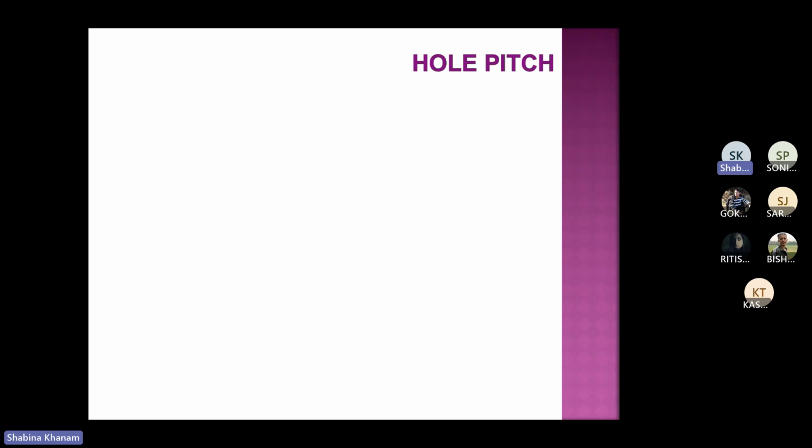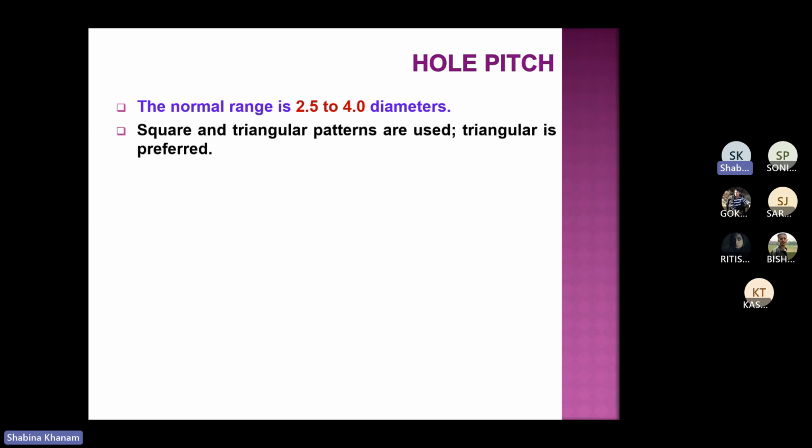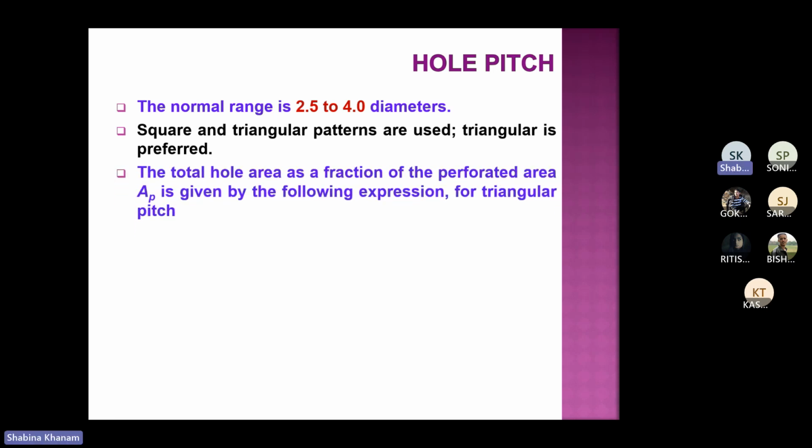Now next is hole pitch. Hole pitch normal range is 2.5 to 4 times the diameter. Square and triangular patterns are used. Triangular is preferred. And the total hole area as a fraction of perforated area is given by the following expression for triangular pitch.